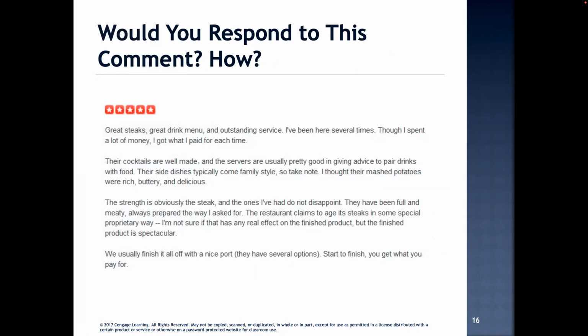This is for a steakhouse. It says, great steaks, great drink menu, and outstanding service. I've been here several times, spent a lot of money and got what I paid for each time. Talks about their cocktails and their servers and the food. Very long response here. So read through that and talk in your little groups about how you could respond to this comment.